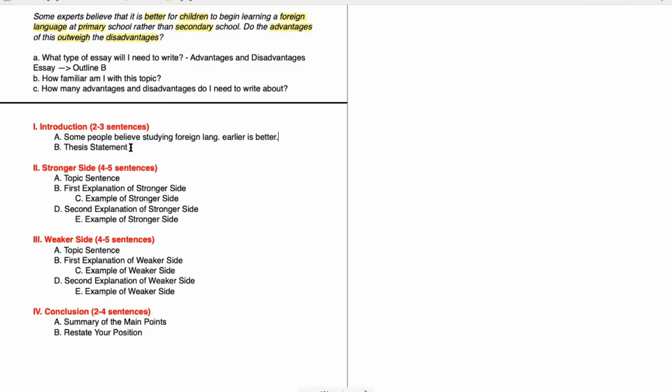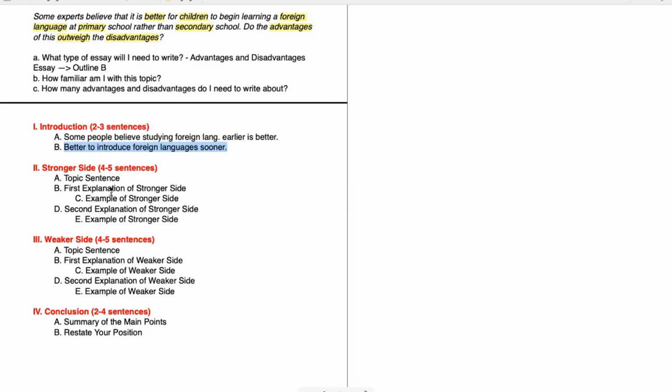So our thesis statement now is going to be what we are going to argue. And since I'm going to state that the advantages outweigh the disadvantages, I'm basically going to say better to introduce foreign languages sooner. So I'm going to call upon primary school rather than secondary school. But this thesis statement is basically what everything in the passage is going to support. So keep that in mind.